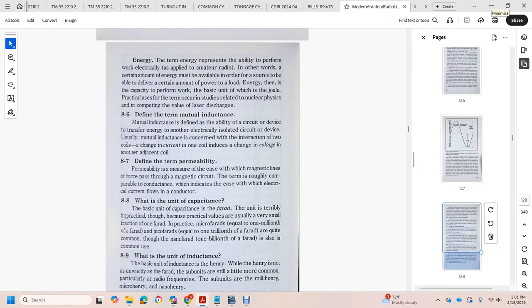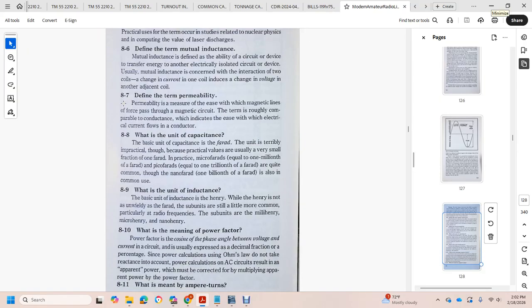8.8. What is the unit of capacity? The basic unit of capacity is the farad. The farad is impractical in size, so practical values use very small fractions of 1 farad. The microfarad is equal to 1/1,000,000th of a farad, and the picofarad, a millionth of a microfarad, is common. The nanofarad, a billionth of a farad, is also in common use.